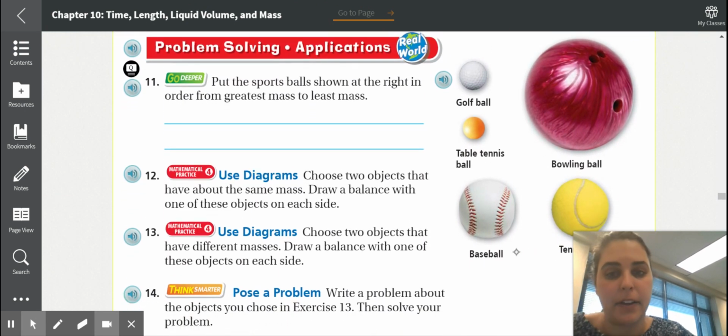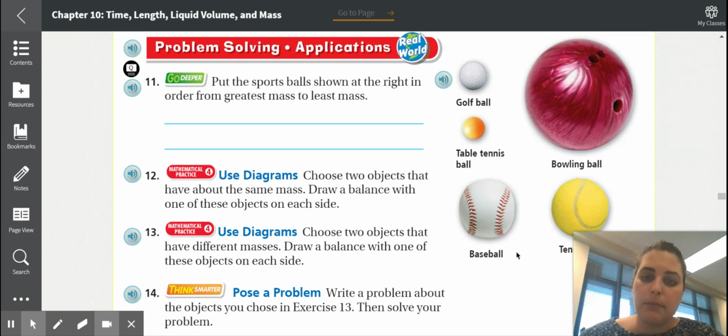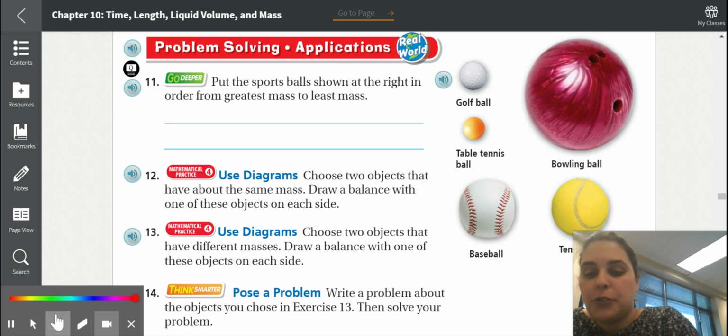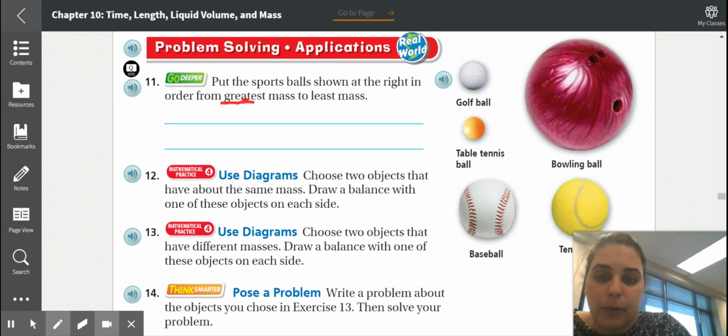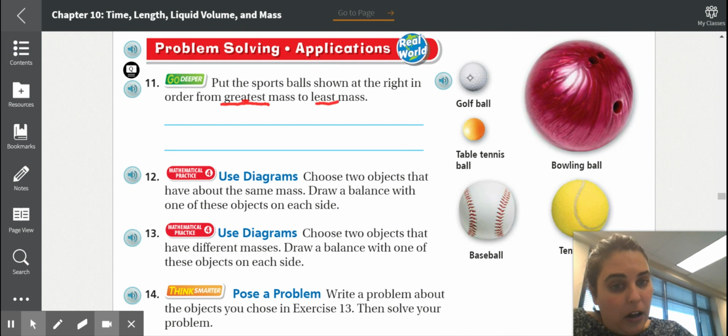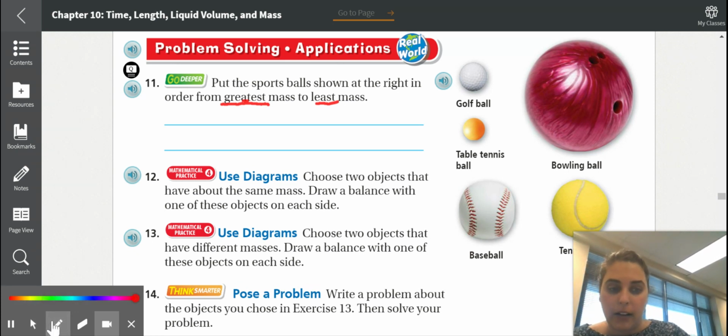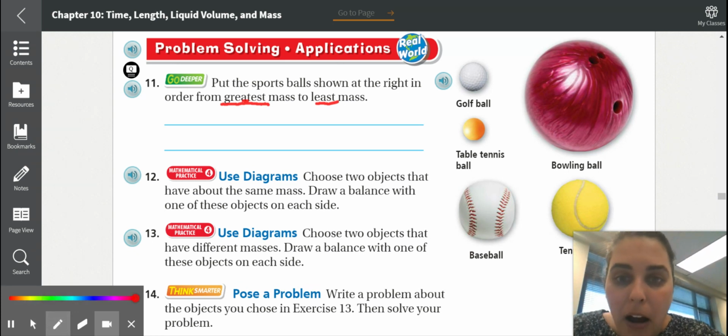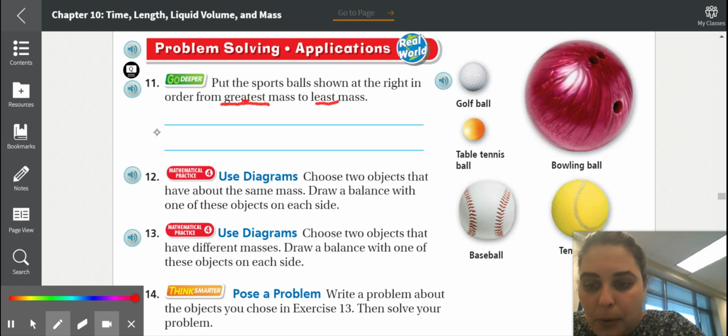All right, number 11. Put the sports balls shown at the right in order from the greatest mass to the least mass. So we're going from greatest to least. Let's look at the balls here: a bowling ball, golf ball, table tennis ball, baseball, and tennis ball. I bet all of you are thinking that a bowling ball is definitely the heaviest, so that's going to have the greatest mass. So bowling ball would go first.